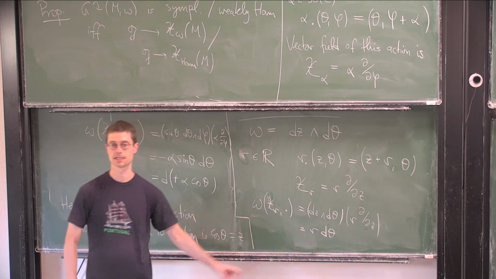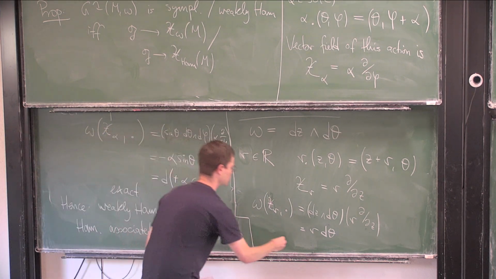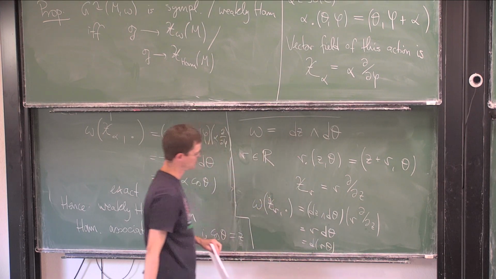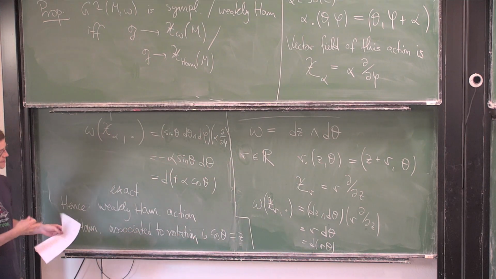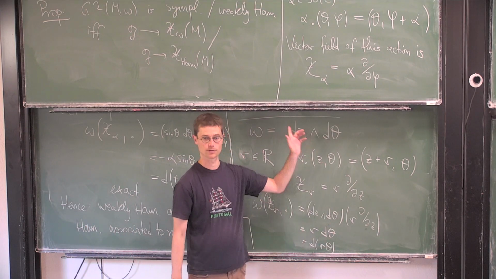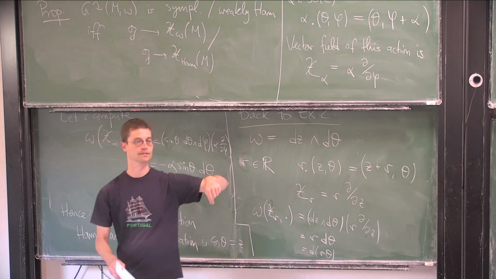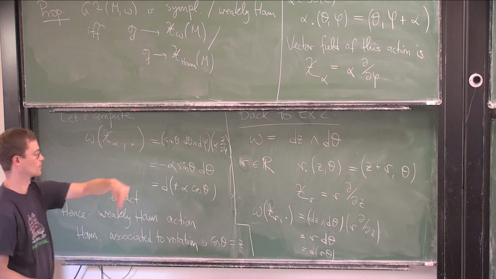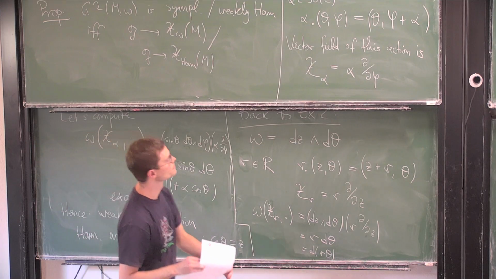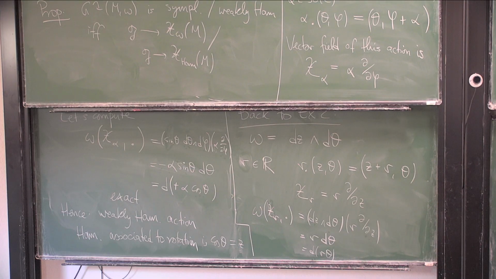So the question is, is this exact? It seems to be d of r theta. So it's d of something. But the question is, is this something a well-defined global object on our cylinder? No. Theta is just a kind of local coordinate, right? If you go around, then you get a problem with 2 pi.